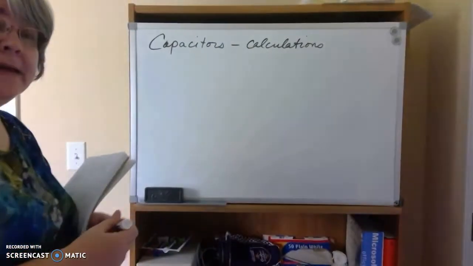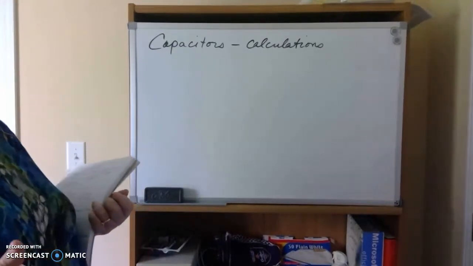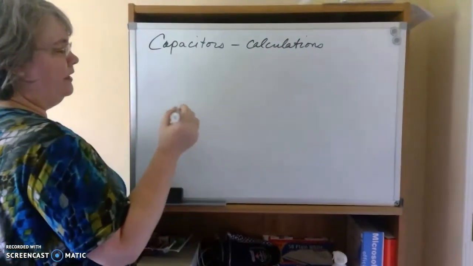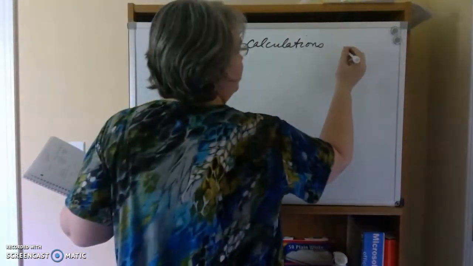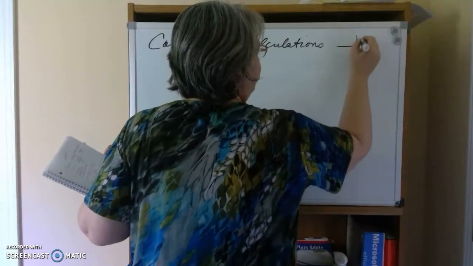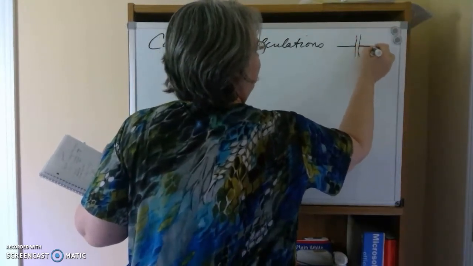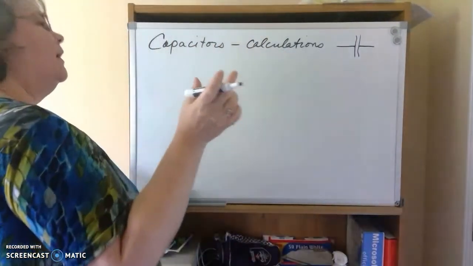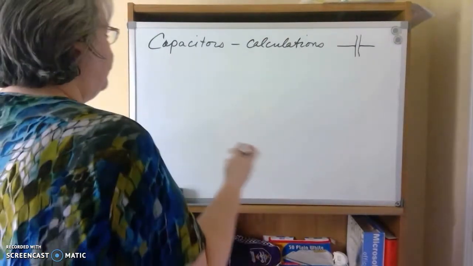All right, welcome back. So let's talk some more about calculations using capacitors. The first thing I want to do is talk about the engineering of capacitors. So in a circuit, we use the symbol with two parallel lines connected by wires. Whenever you see that symbol in a circuit diagram, it means a capacitor.